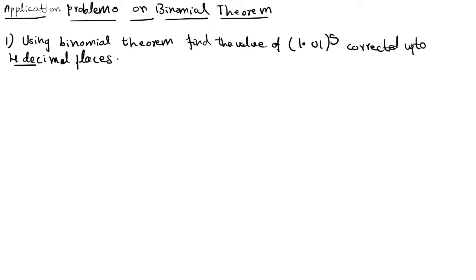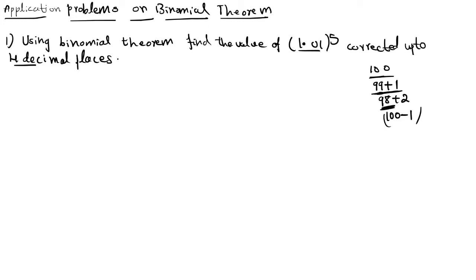Using binomial theorem you need to find the value of 1.01 to the power 5. Suppose 100 is given, you need to write it as two terms, binomial, two terms. You can write it as 99 plus 1, or 98 plus 2. If you apply binomial theorem to 99 plus 1, while expanding you will get 99 to the power 2, 99 to the power 3, 99 to the power 4, likewise according to the index. But it's a little difficult to calculate 99 to the power 5 or 99 to the power 6 directly.